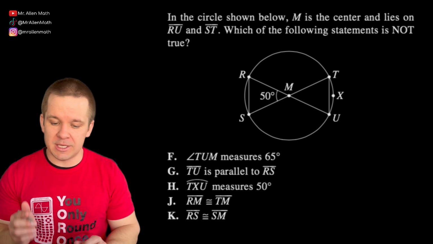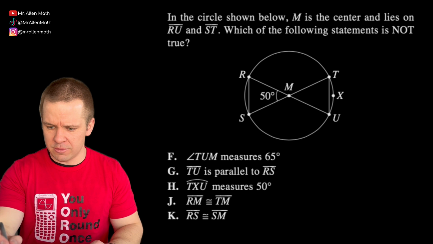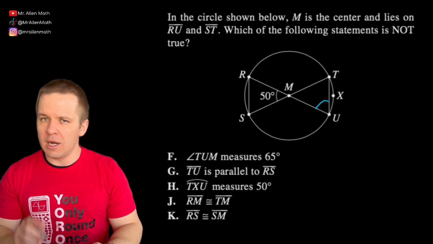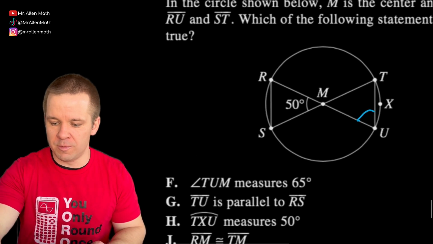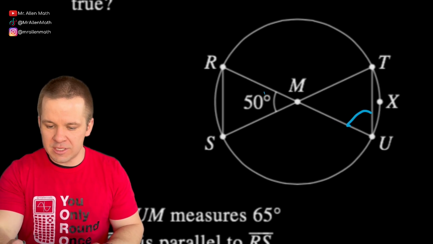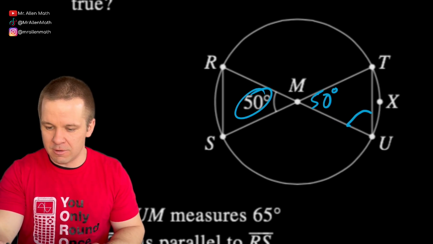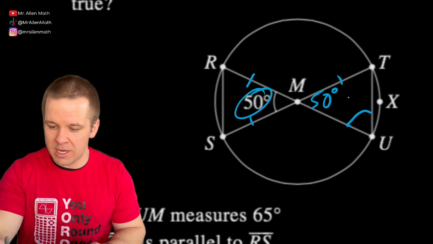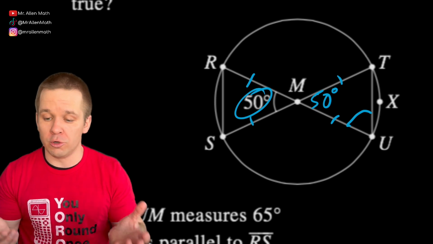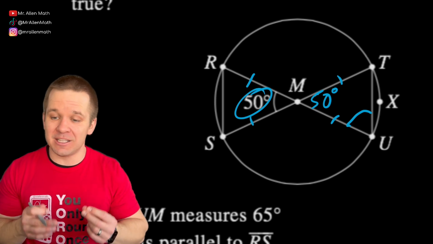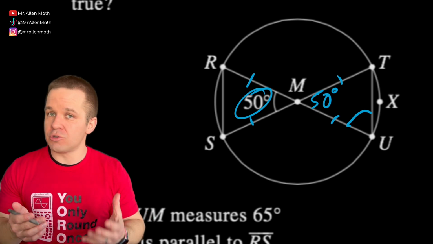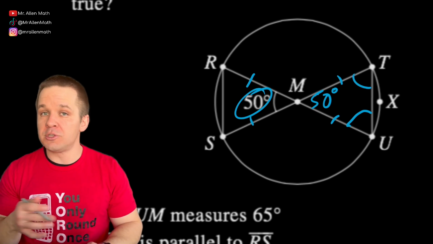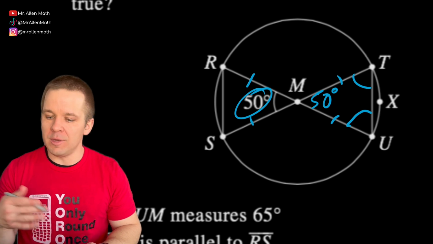For the first one, it says angle TUM, which is this guy right here, is 65 degrees. Now, this one is true, but I'm going to show you why. Let's zoom into the circle. If this is 50 degrees, that makes this guy 50 degrees. These are all radii, therefore they are all congruent. Now I have this isosceles triangle, and in my isosceles triangle, the legs are congruent and the base angles are also congruent. So those two angles, T and U, are congruent to each other.